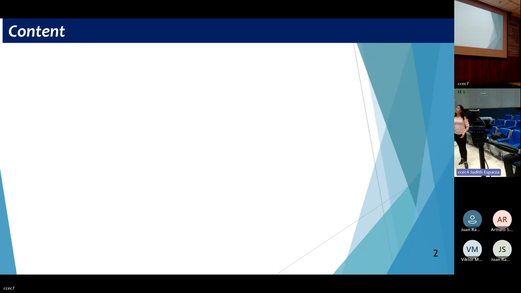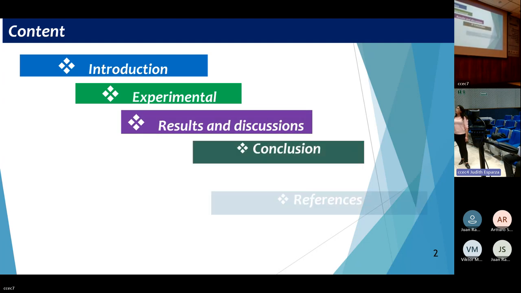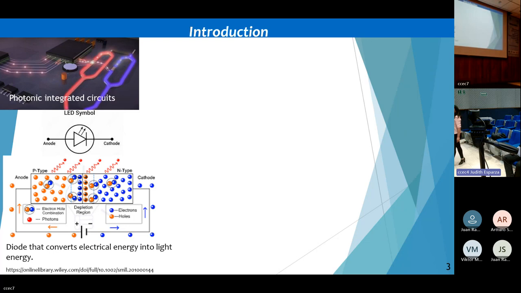The content of this presentation is: introduction, experimental part, results and discussion, conclusion, and references. Introduction. The integration of optoelectronic and electronic devices in the same substrate using CMOS technology is very important for applications in photonics. One important optoelectronic device is the light-emitting diode. This emits light when current passes across it and converts electrical energy into light energy.